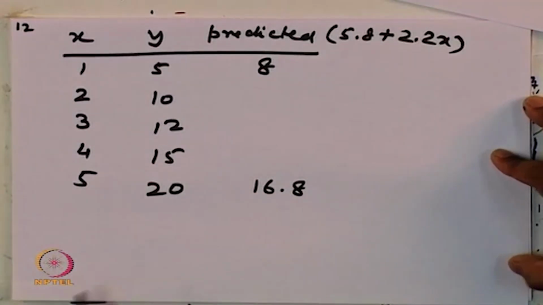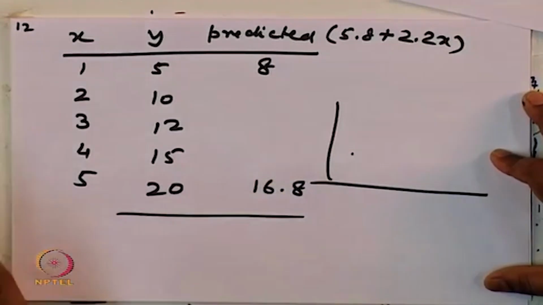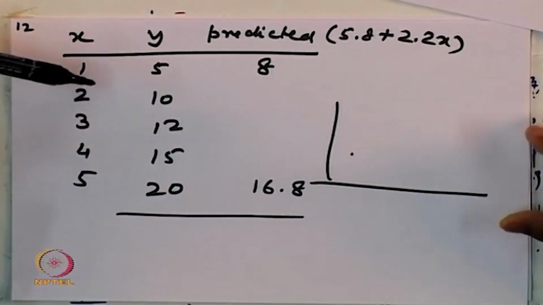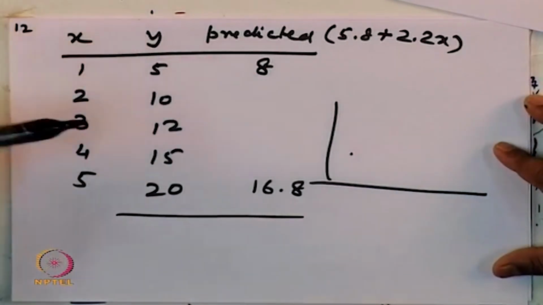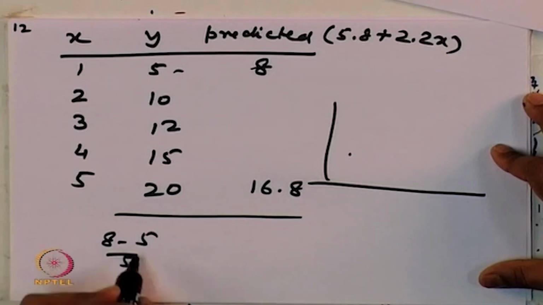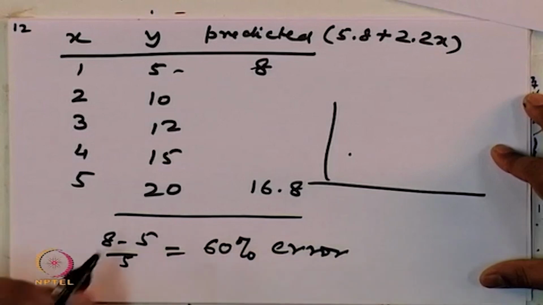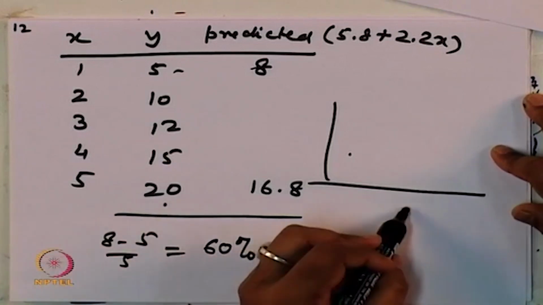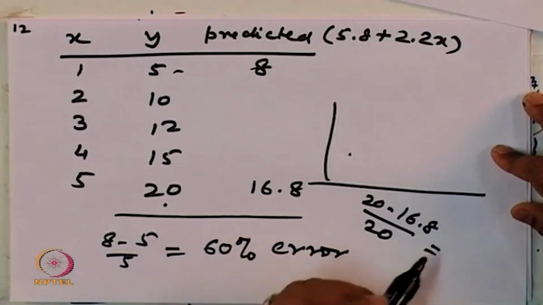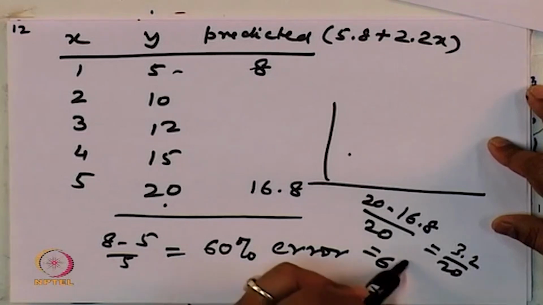Okay. So, what you see here is the way our points are. If you see the percentage of error, this raises one important point. Here you are off by 8 minus 5 by 5, which is equal to 60% error. In here your error is, with 16.8, roughly 20 minus 16.8 by 20, which is equal to 3.2 by 20, which is only 6%.